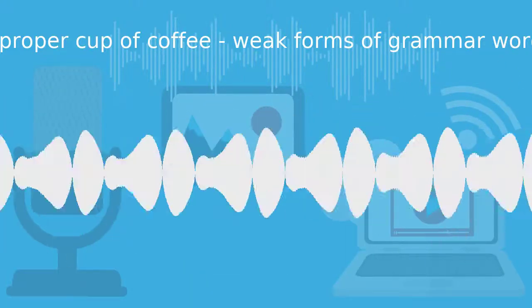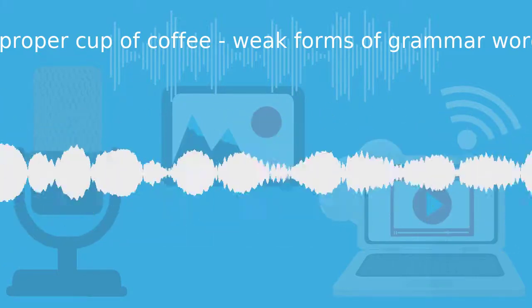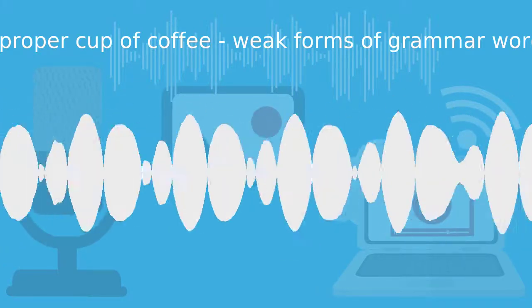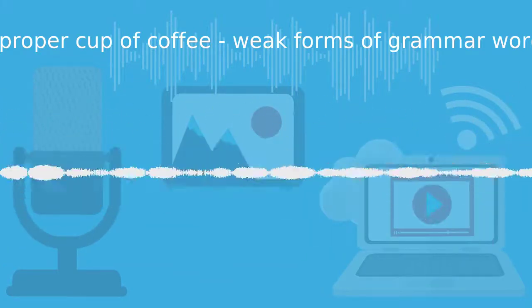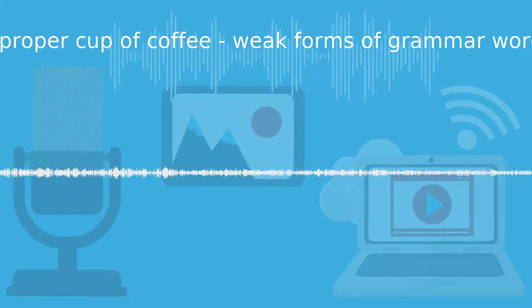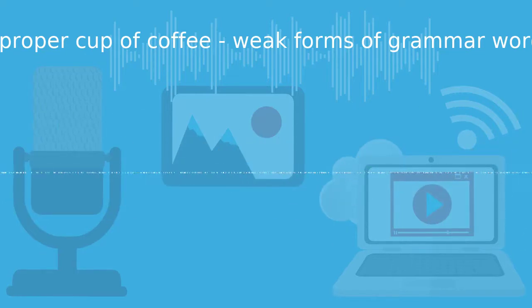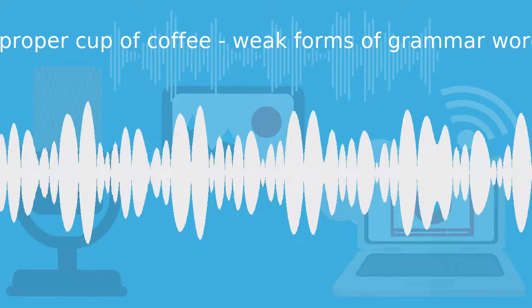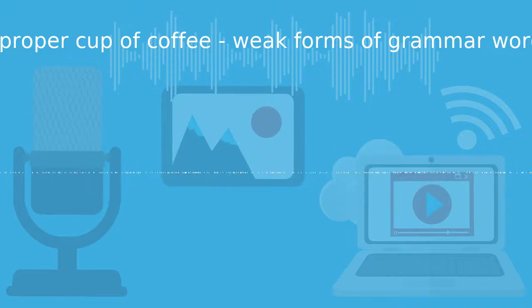So let's first try to read those weak forms independently, in independent words, and then we'll put them together in the full tongue twister. I'll read both the strong and the weak form. Listen and repeat. A, of, and then just both the weak forms. A, of.